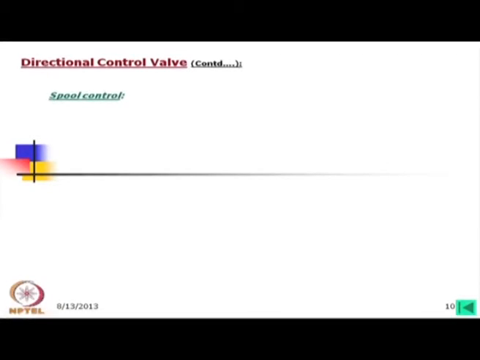Now, we will look into the spool control. In case of DC valves, spool position control is on-off type. Direction control valve means it is on and off type. In some cases we can control this valve by keeping the spool in an intermediate position, and we can control the flow to some extent, we can also control the pressure, but these are not desired. The purpose of a spool valve is not to control the flow rate or the pressure.